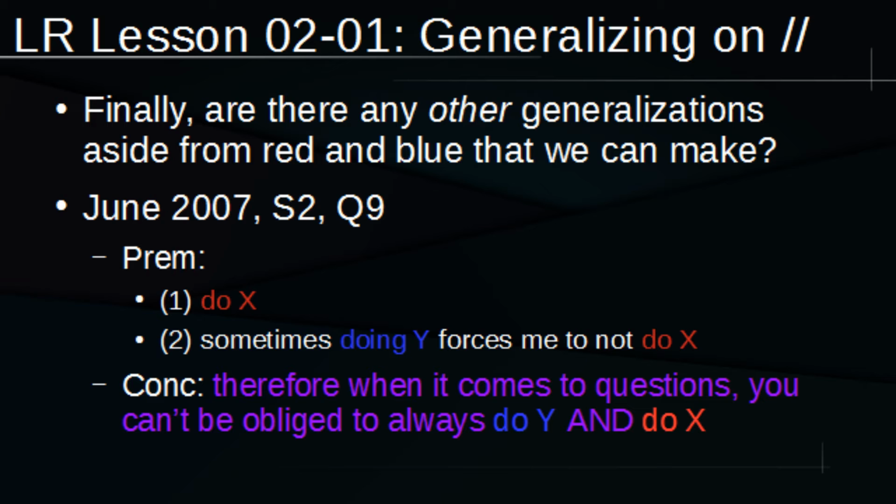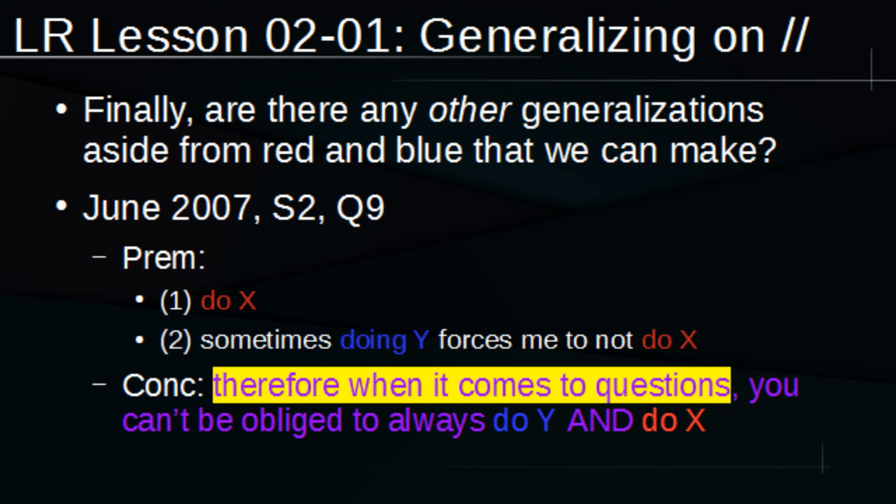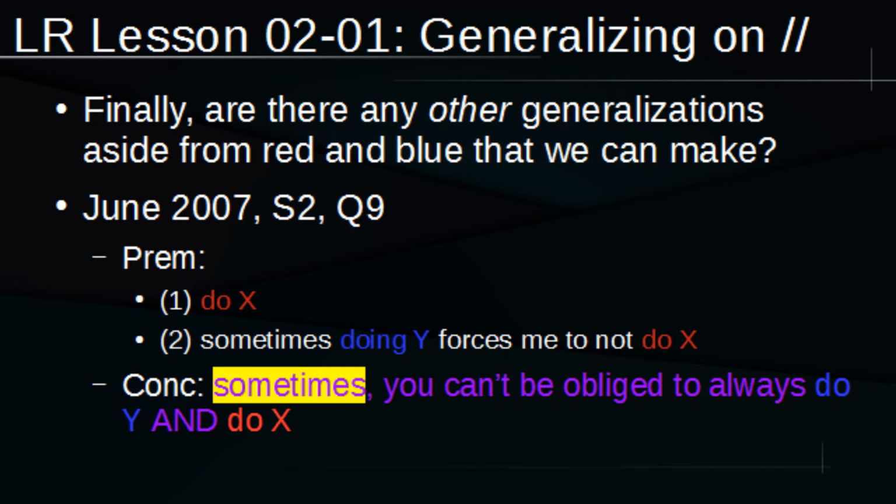So having done that to the premises, we must also remember that the conclusion was pretty consistent and was also talking about when it comes to being asked questions. You can't be obliged to always do Y and do X. So we will make that change in the conclusion as well to see what we get. We're just going to take the highlighted text here and collapse it into the word "sometimes," like so, and we kind of get a weird result. Sometimes you can't be obliged to always do Y and do X at the same time.